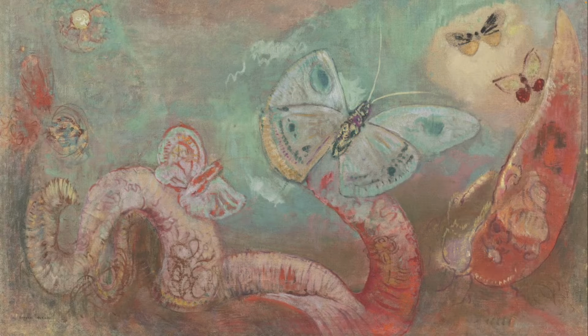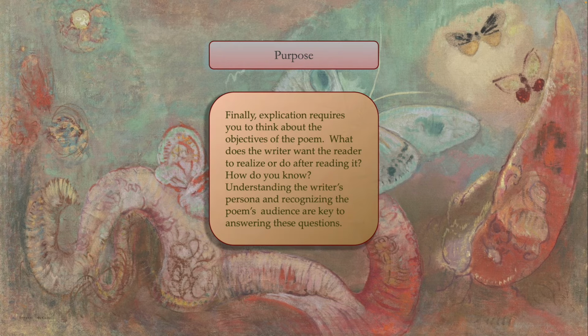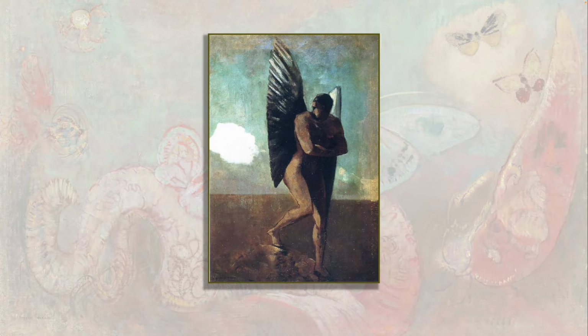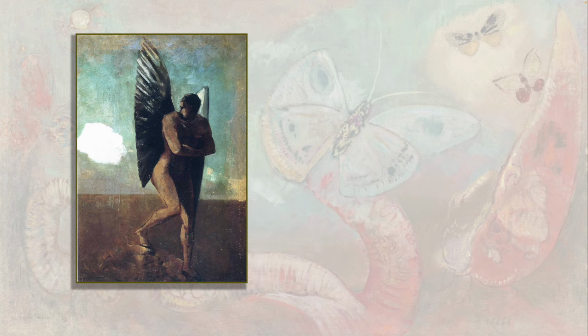So I want to go back to this idea of purpose. It is important to understand the overall purpose of the poem. Explication is going to require you to think about the objectives of the poem. What does the writer want the reader to realize or do after reading the poem? And how do you know that? Understanding the writer's persona, recognizing the poem's audience, these are key to answering questions about the poem's purpose. And does the man moth have a purpose? I say yes, of course it does.